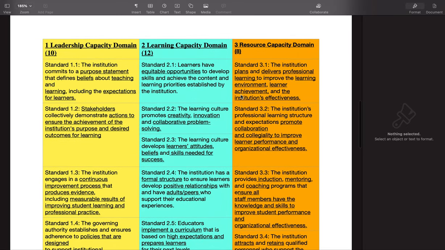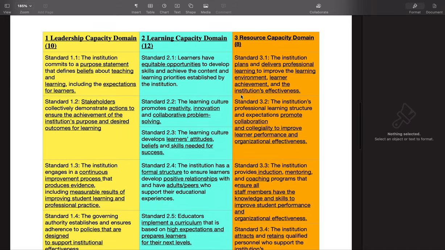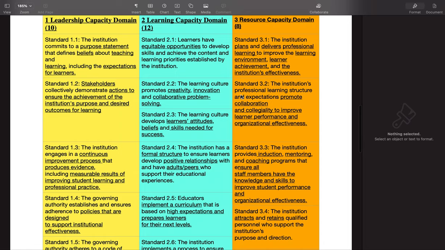The first domain, which is the leadership capacity domain, has 10 standards. The learning capacity domain has 12 standards, while the resources capacity domain has 8 standards. Let's look at the leadership capacity domain that has about 10 standards.